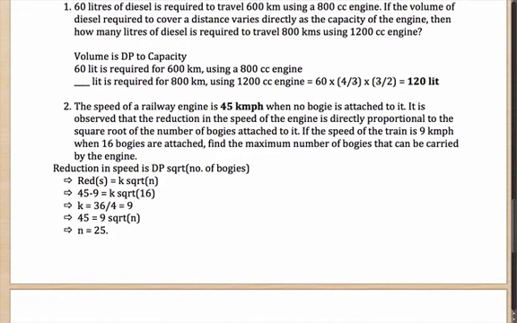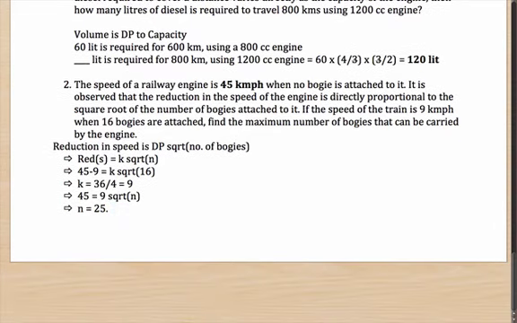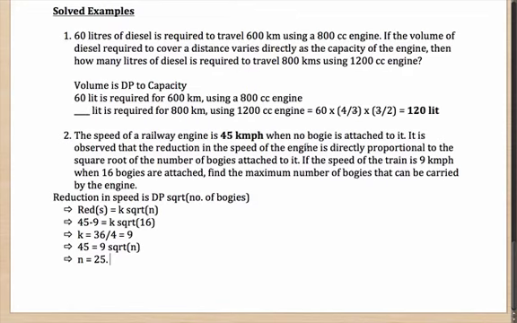But we know that that is not what we are looking for. What are we looking for? We are looking for the maximum number of bogies that can be carried. If it becomes 25, the engine does not move. So what is the maximum number of bogies that can be carried by the engine? Well, one less than that. So the maximum number of bogies that can be carried is 24. Because as soon as you attach the 25th one, the reduction in speed is 45 kilometers per hour, and from 45 the speed comes back to 0 and the engine will not be able to move.